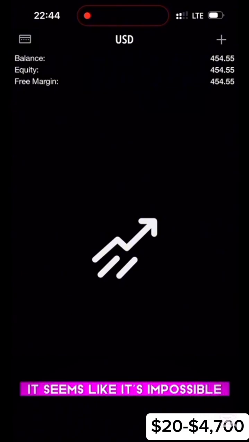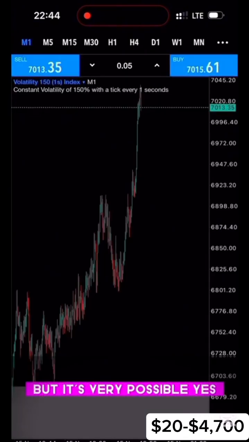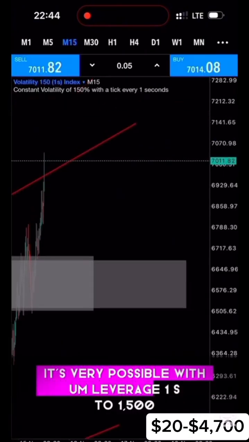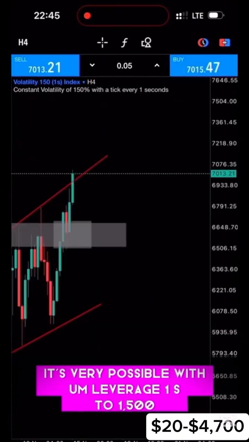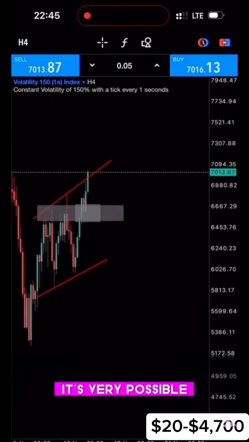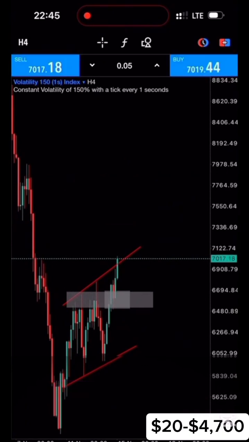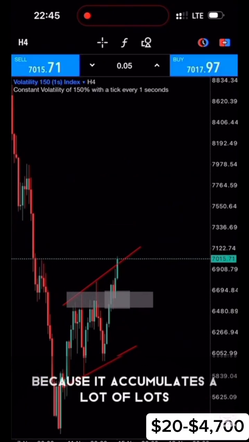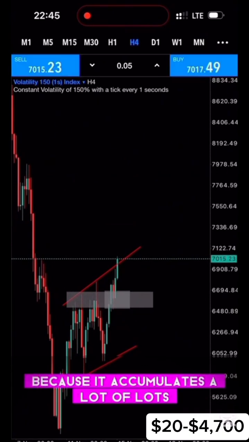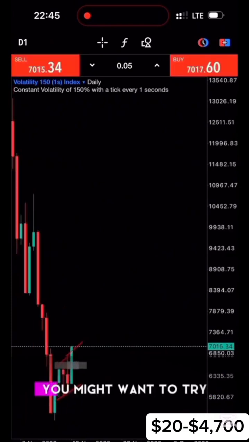It seems like it's impossible, but it's very possible. Yes, it's very possible with leverage 1 to 1,500. Even 1 to 1,000, that can still do, because it accumulates a lot of lots. Volatility 151S, you might want to try.